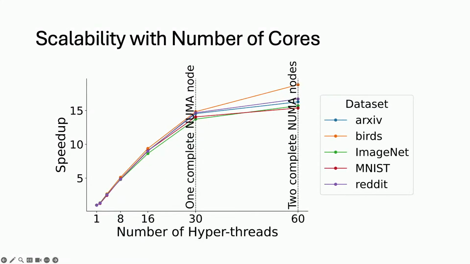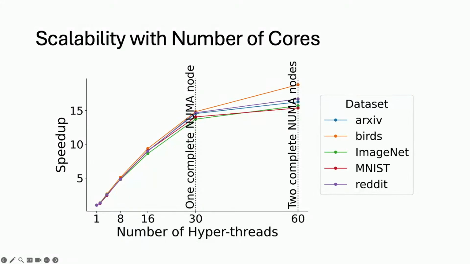Here we tested the scalability versus the number of cores that we use. This is a 2-socket machine. It has 30 cores total, so each socket has 15 cores. These speed-up lines are basically 1 for each data set. When we use 1 complete NUMA node, 1 socket, the speed-up is pretty good. It's pretty close to 15. It's between 14 and 15.